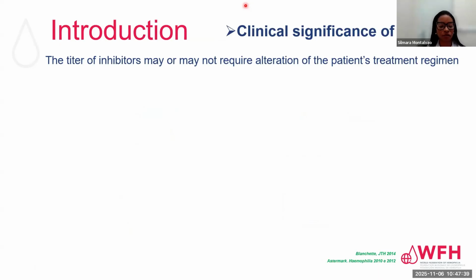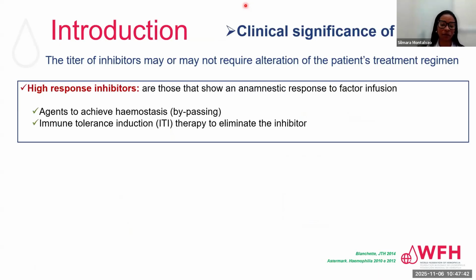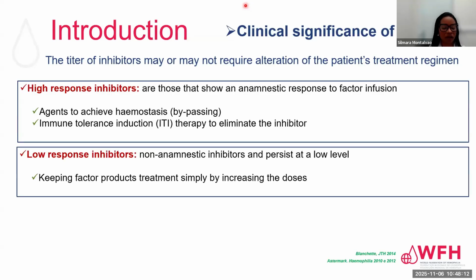Why is it important to understand that? Because we can change the treatment strategy for the patient. High-responder inhibitors show an important anamnestic response to factor infusion. In this setting, we need to move the treatment to a bypassing agent, or the patient can benefit from immune tolerance induction therapy to eliminate the inhibitor. On the other hand, if you have a low-response inhibitor, we can keep the factor product treatment, and in this case, you just need to increase the dose.